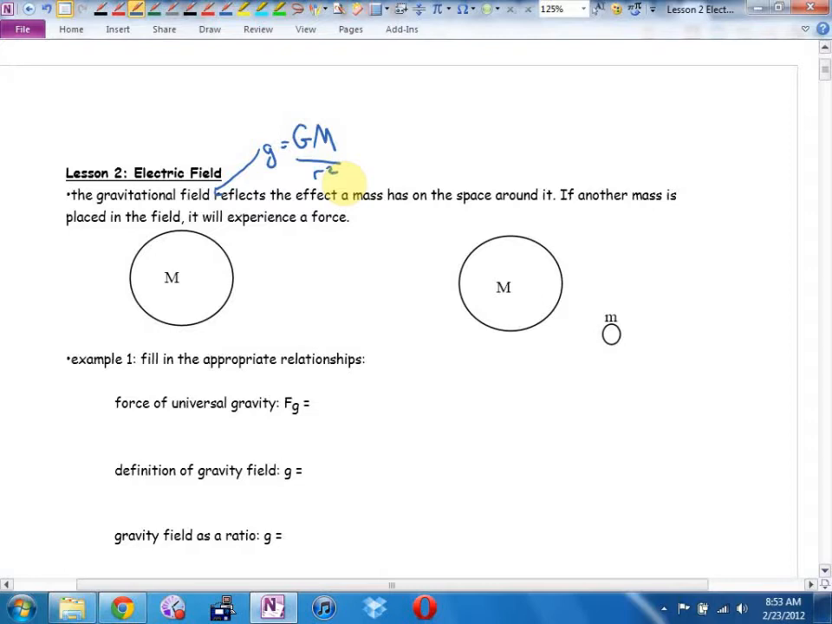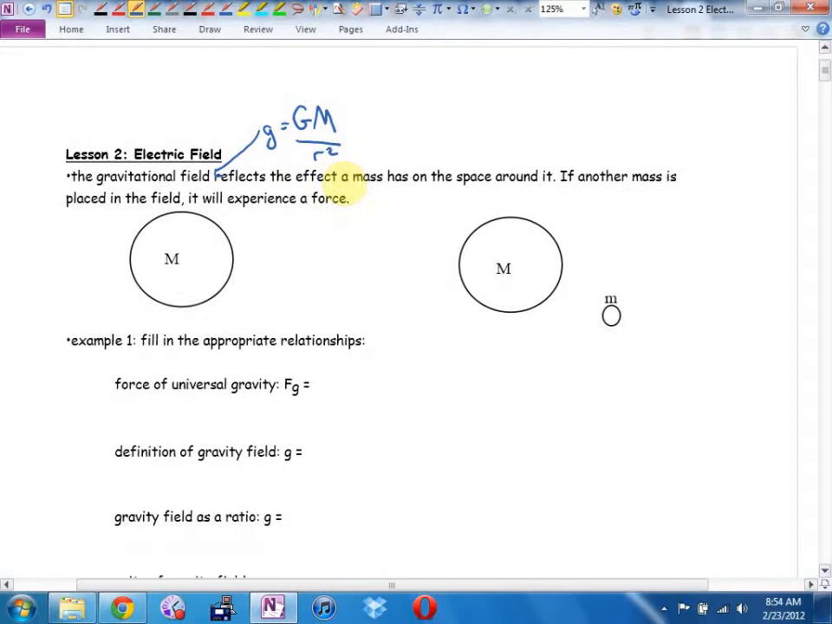It reflects the effect that a mass has on the space around it. Here's a planet. Right now, this planet is sending out in all directions a gravitational field. And if suddenly a wandering asteroid comes along and encounters this planet's gravitational field, it's trapped. This planet will exert a force on this asteroid. This asteroid will also exert a force on the planet, but small asteroid, big mass, the acceleration is going to be fairly negligible here. Big acceleration here.